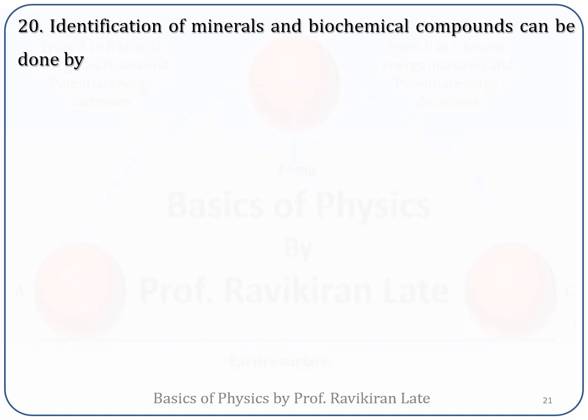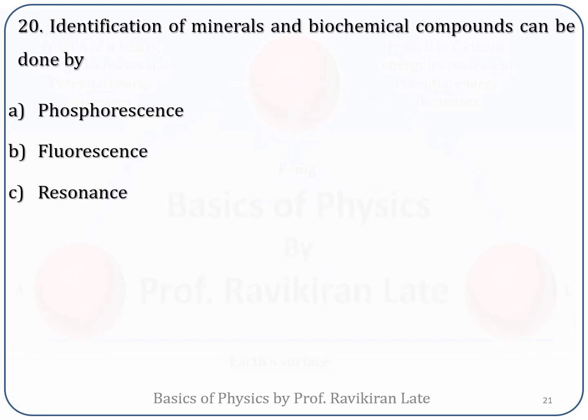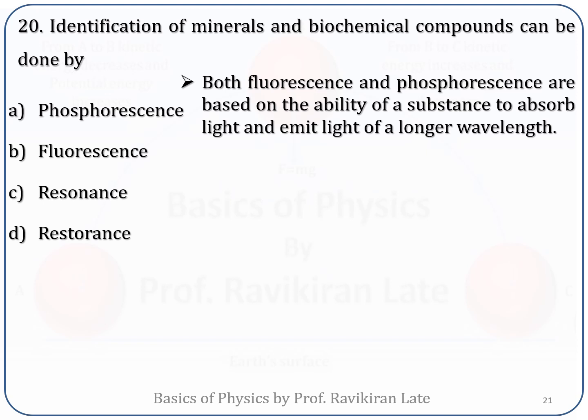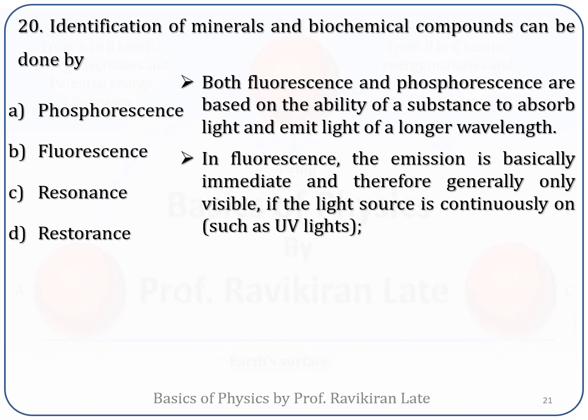20th question: identification of minerals and biochemical compounds can be done by phosphorescence, fluorescence, resonance, and restorance. We know that both fluorescence and phosphorescence are based on the ability of a substance to absorb light and emit light of a longer wavelength, meaning lower energy. And fluorescence is basically an immediate effect.